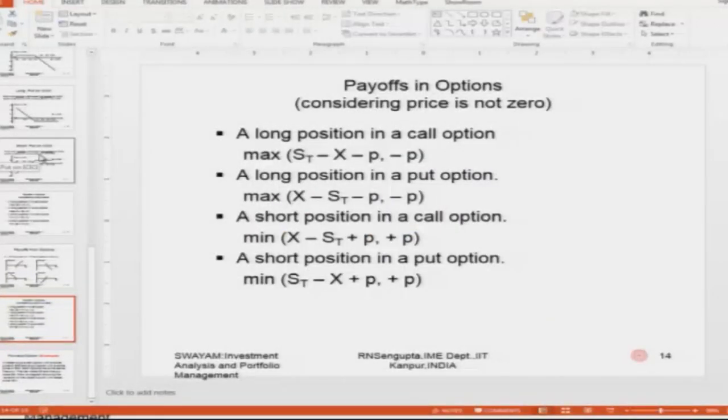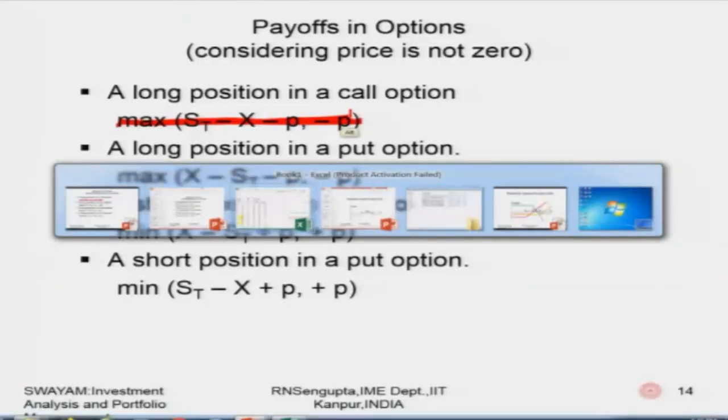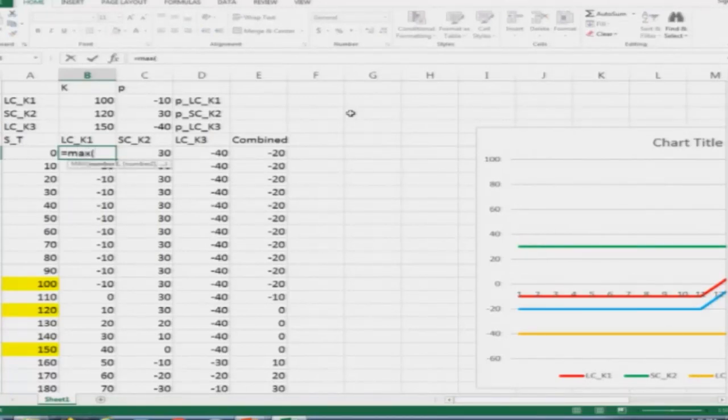So, for the long call, if you consider this, the long call, I will use the color red. For the long call position, you have the formula as this. This will come in the third case also, so the long call is this. So, max of ST minus X. So, this is ST minus K, and this is already minus, so it does not matter here. So, it is 10 as it should be.